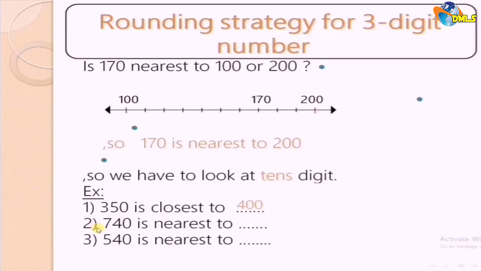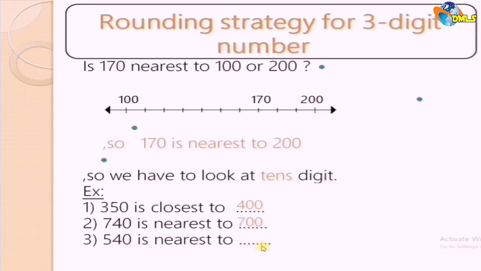Question 2. 740 is nearest to? Here I want to use the rounding strategy for a three-digit number, so I will look at the tens digit. Here the tens digit is 4. 4 is a weak digit, so will we round up or round down? Of course we will round down. So 740 will round down to be 700. Question 3.